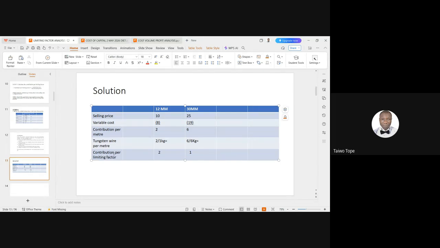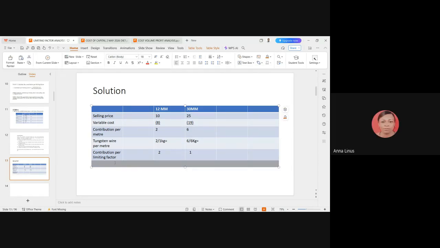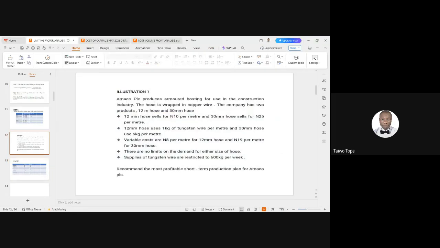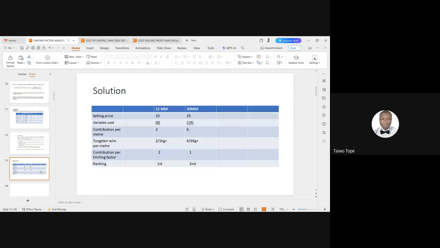So what will be the next thing to do? To rank. Ranking results. So which is ranking first? From highest, 12 mm. And this is ranking what? Second. So if you want to make a recommendation, recommend the most profitable short-time production plan for Amaco PLC. So if you want to make a recommendation, what will be the production plan?